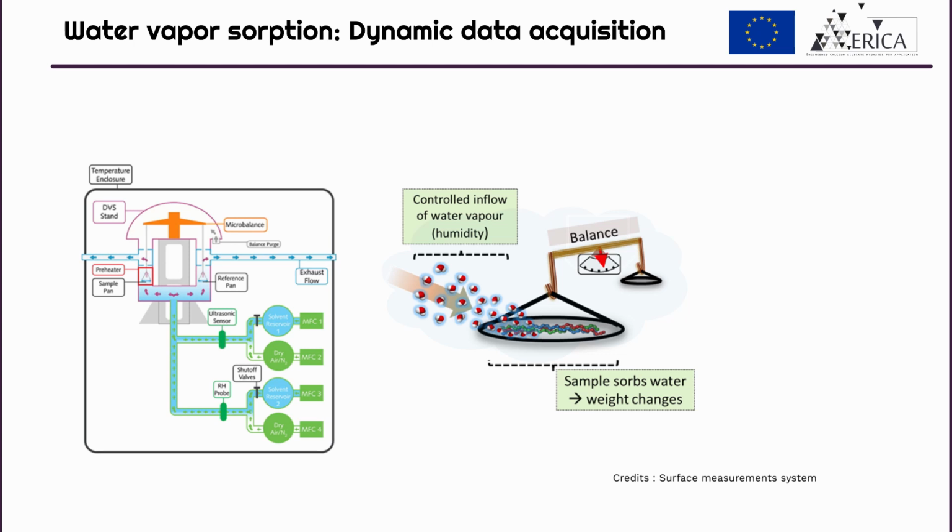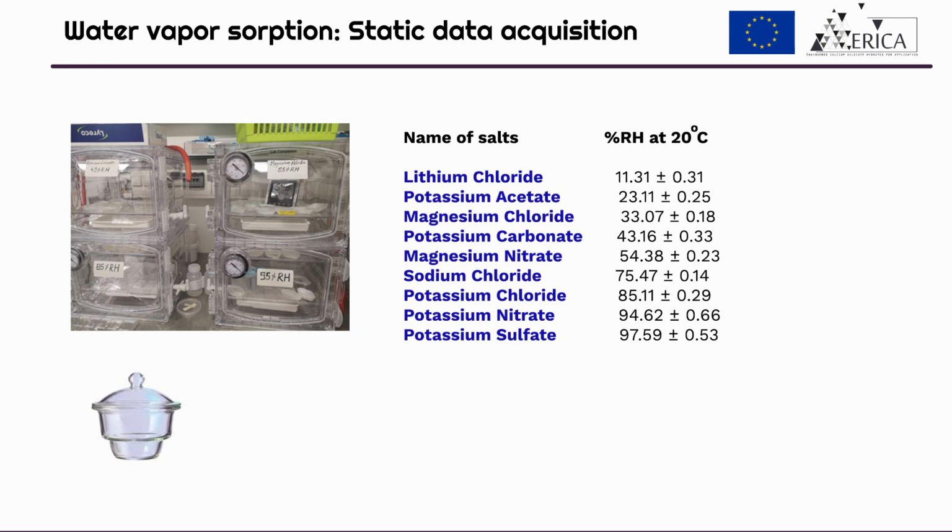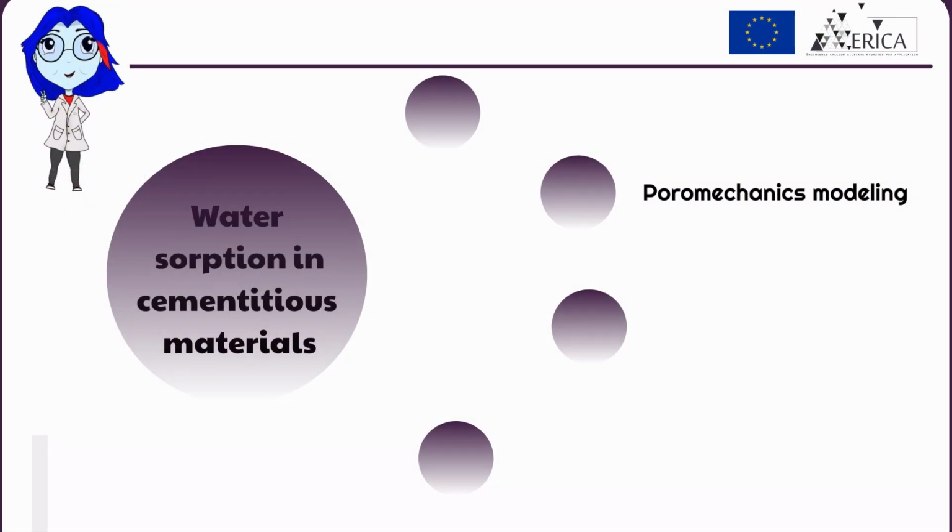In contrast to the automatic or short-term water vapor sorption measurements, there is static data acquisition, or the long-term water vapor measurements, which are conducted using saturated salt solution based desiccators. So here we use various saturated salt solutions to create different relative humidities, and this is a manual process. Here the sample is relatively large and it takes more time, and this is how we get our sorption isotherms.